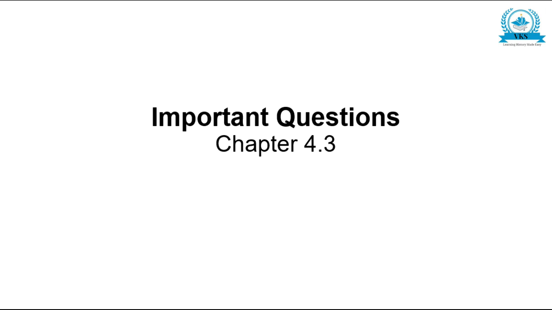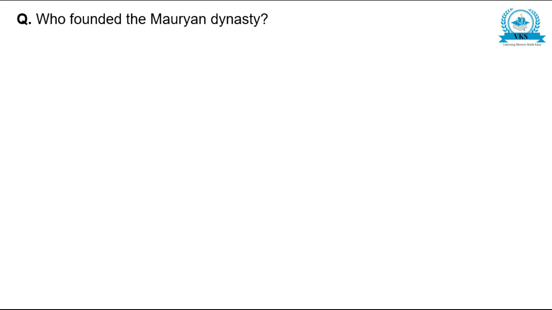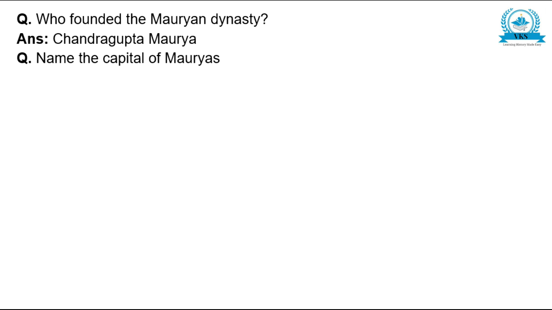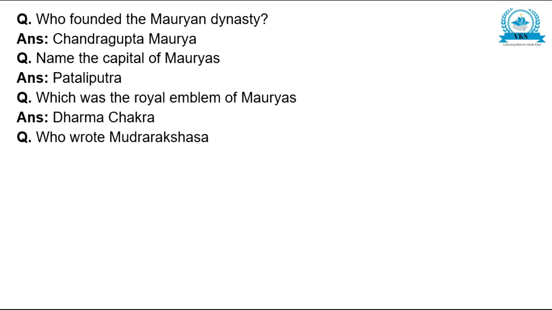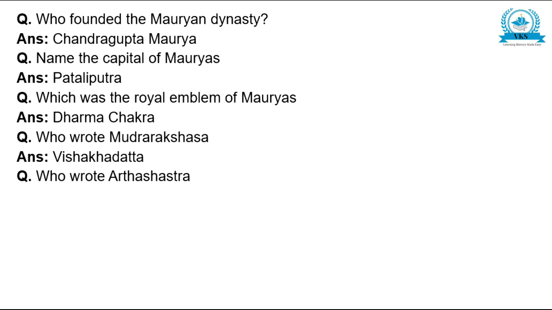So without wasting time, let us get into the video. So first we'll see 1 mark and 2 mark questions. Who founded the Mauryan dynasty? Chandragupta Maurya. Name the capital of Mauryas. Pataliputra. Which was the royal emblem of Mauryas? Dharmachakra. Who wrote Mudra Rakshasa? Vishakadatta. Who wrote Arthashastra? Kautilya.